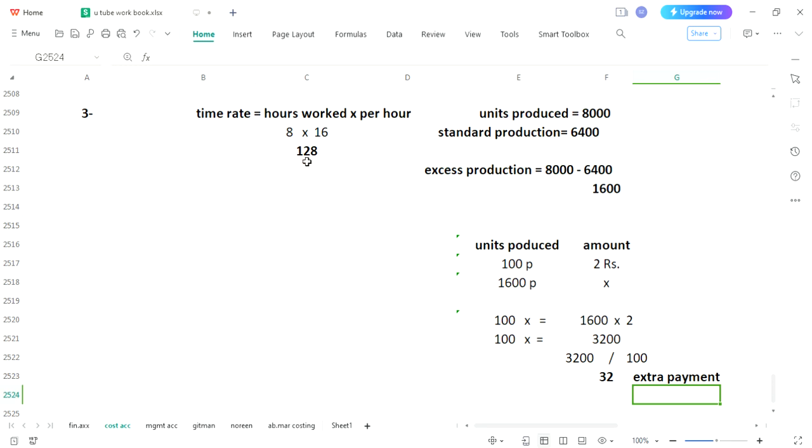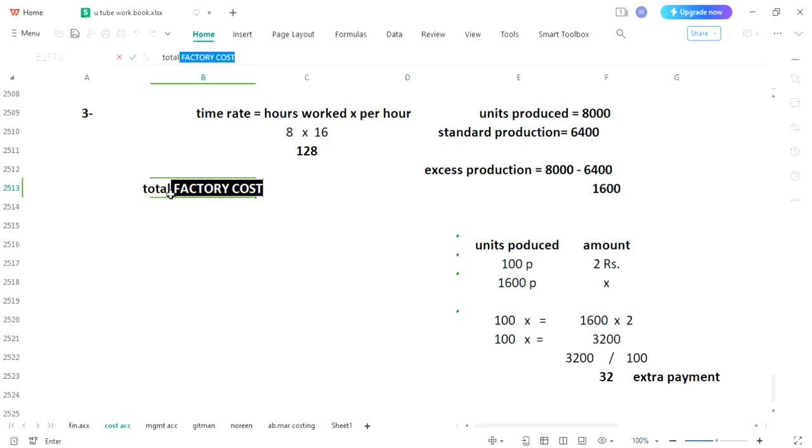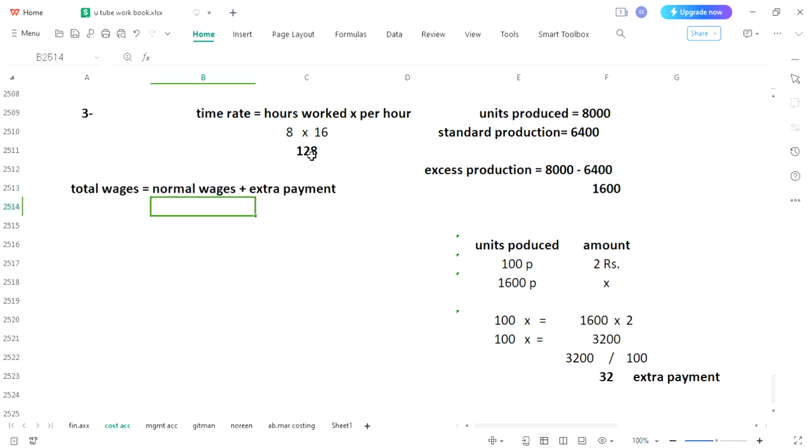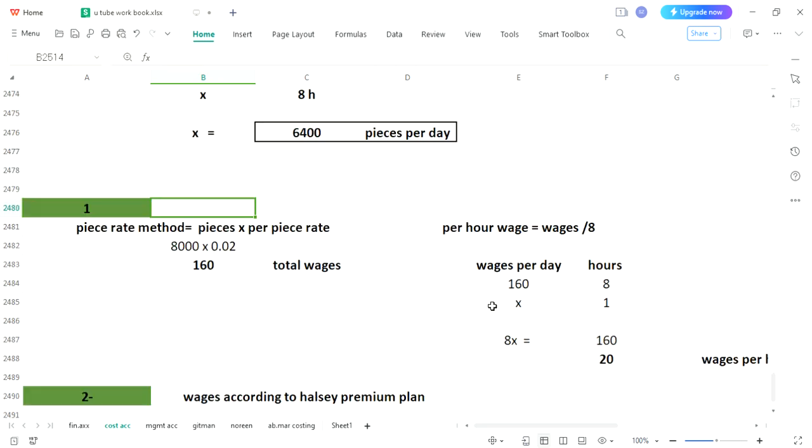Normal wage was 128. So how will we calculate the total wages of this worker? Normal wages, and you will add the extra payment. Normal wages we have calculated as 128. It was given in the book, and you will add the extra payment 32. Statement is completed. Now put it on your calculator. 128 plus 32. So we have got our third answer, 160.